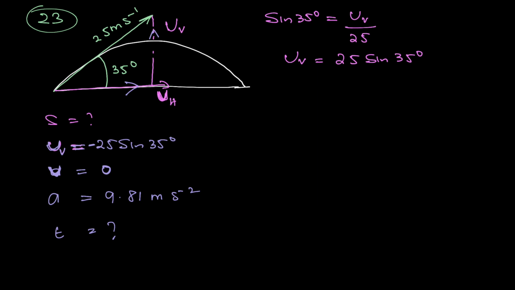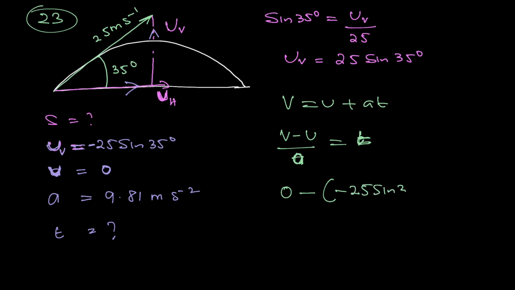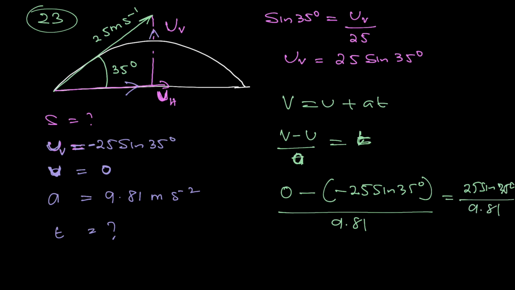Now we can use V equals U plus At. Therefore V minus U over A equals t. Now, V is 0, so that's 0 minus U, and U is minus 25 sine 35 degrees, over the acceleration 9.81. If we multiply those two together and punch it into the calculator, because minus times minus is plus, we're going to get 25 sine 35 degrees over 9.81, and that is t.